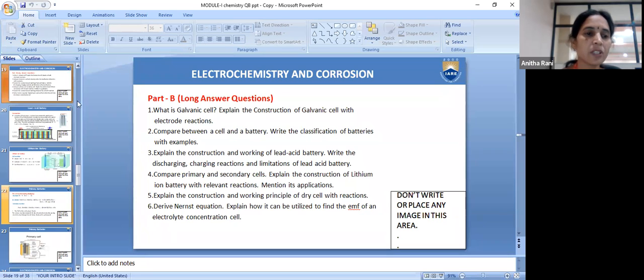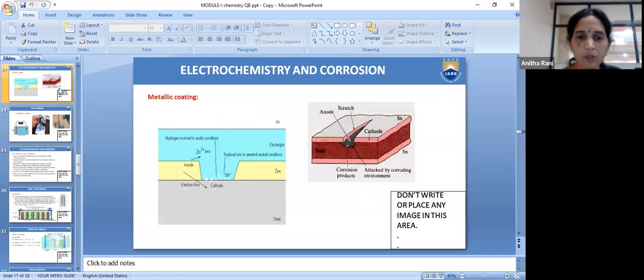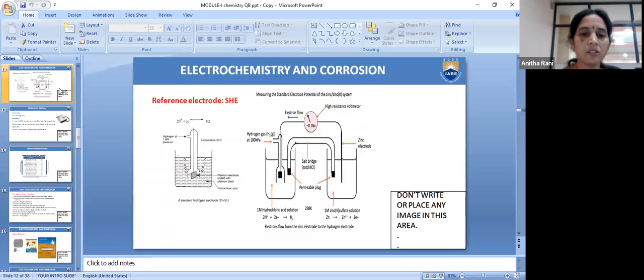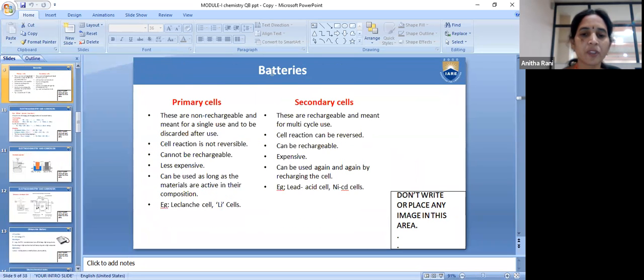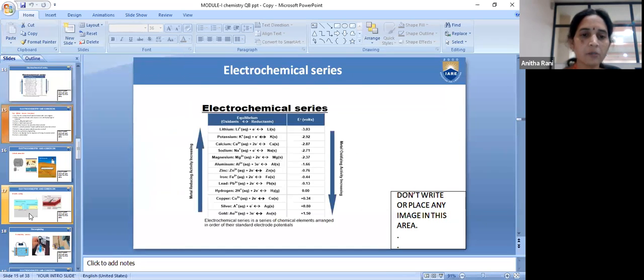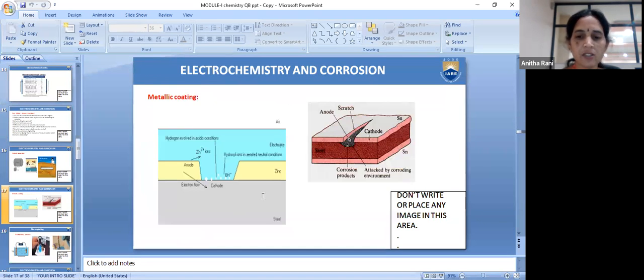Next, compare primary and secondary cells. You write points, learn perfectly. Okay? These points you have to write. Okay, this one. Compare primary and secondary cells.